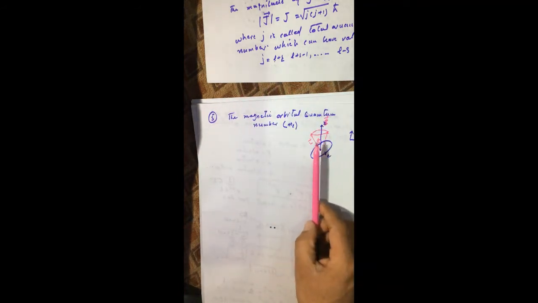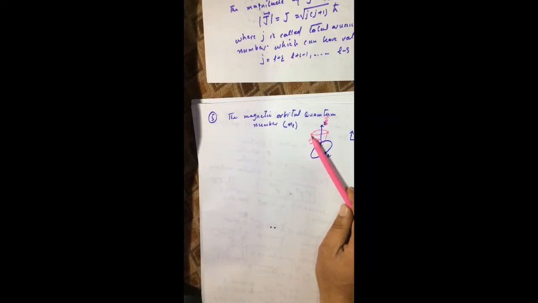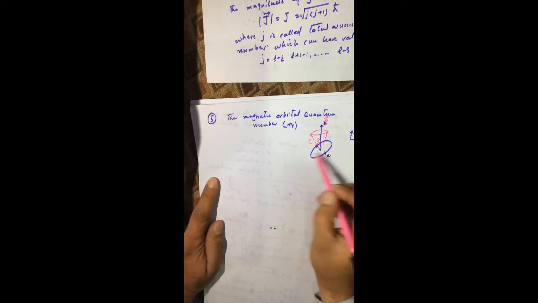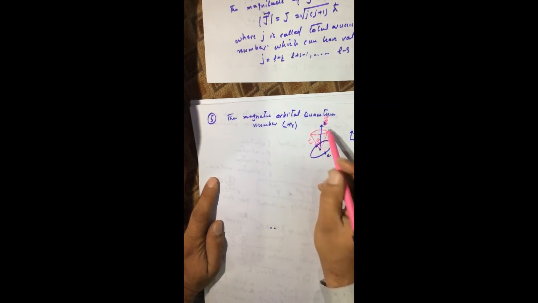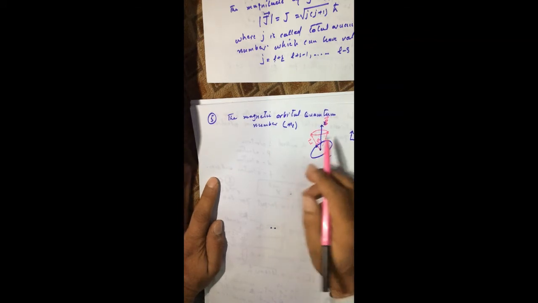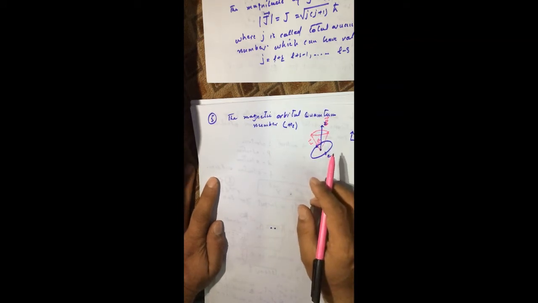Similarly, this angular momentum also precesses around this magnetic field once the atom is placed in an external magnetic field, and the rate of this precession, how fast it is moving, depends on the strength of the magnetic field. Greater the magnetic field, greater will be the precession, and smaller the magnetic field, smaller will be the precession.